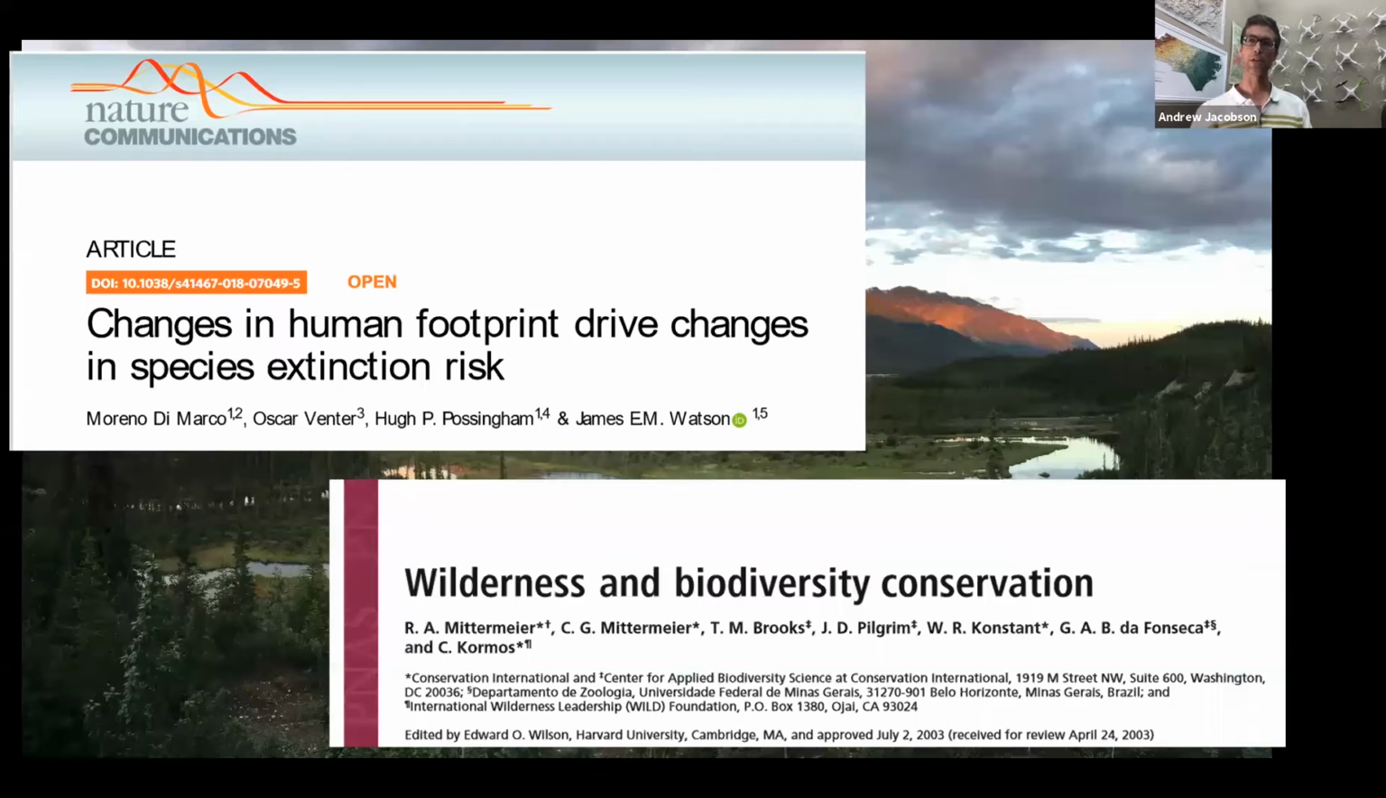But what about species? Other work has shown that the level of human impact that a species faces is the primary driver of its extinction risk. So the more human impact that the species faces, the more likely it is to be threatened with extinction or perhaps go extinct.